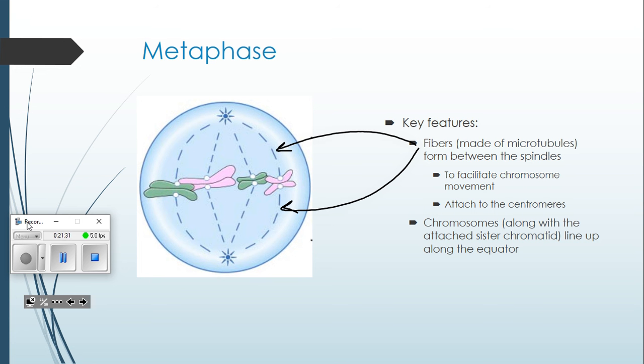And they form between the spindles. The spindles, if I can underline it, come from the centrioles. So the centrioles have these little structures that make these fibers. So if I was going to talk about these fibers, we usually call them spindle fibers because they come from the spindle in the centriole.